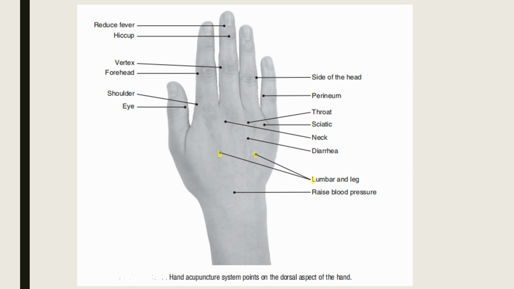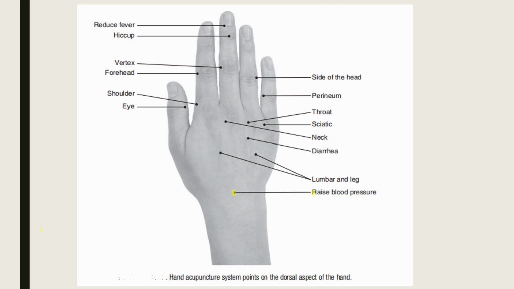Lumbar and leg 1 treats injury above the low back, chest, scapular, and upper arm. Lumbar and leg 2 treats injury on the low back and sacrum areas.